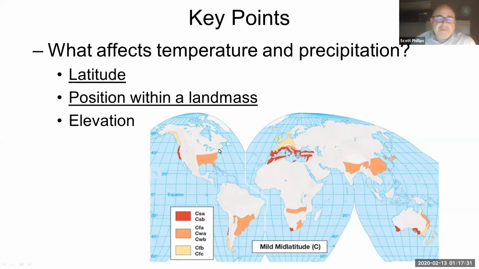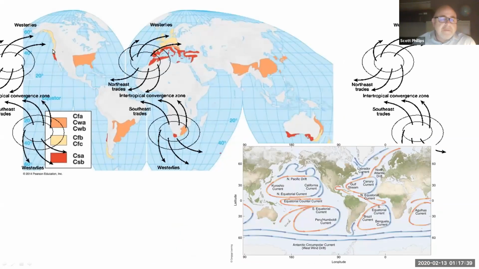So things that affect temperature and precipitation are latitude and position within a landmass. And the position within a landmass can also mean if you're on a west coast versus an east coast. Because of the direction of ocean currents and winds, each coast is affected differently. Wind is blowing in from west to east up here in the mid-latitudes, bringing more precipitation, but blowing from the equator up to provide different types of precipitation on east coast.